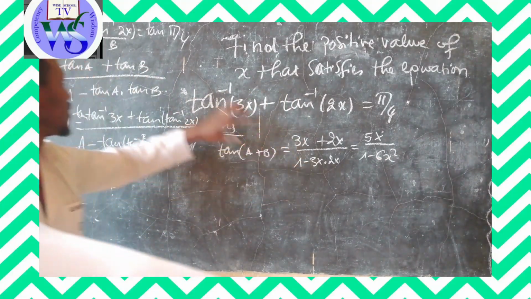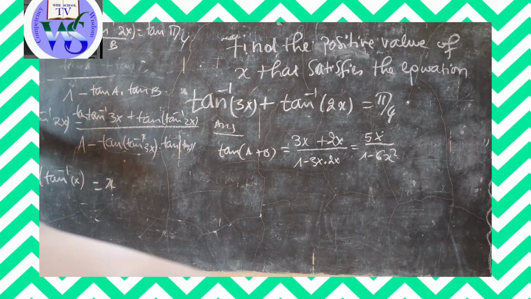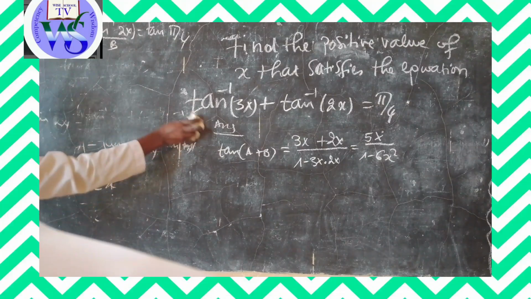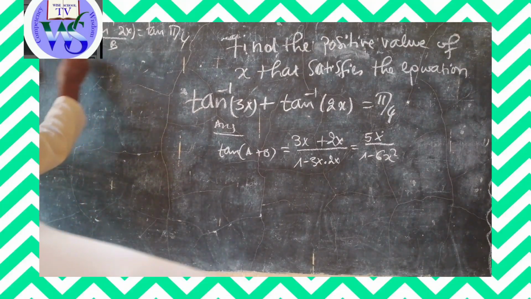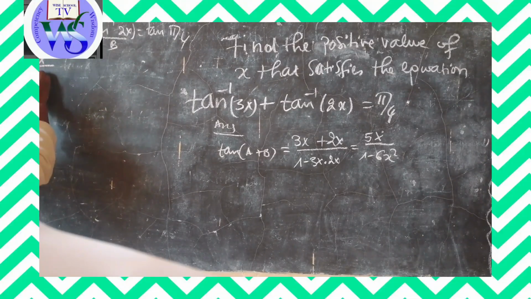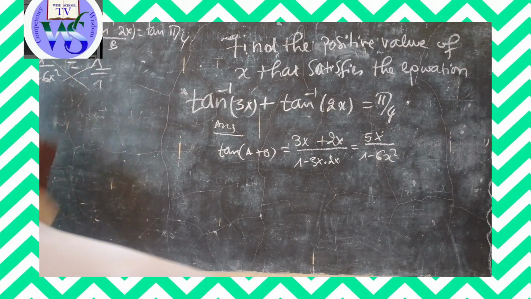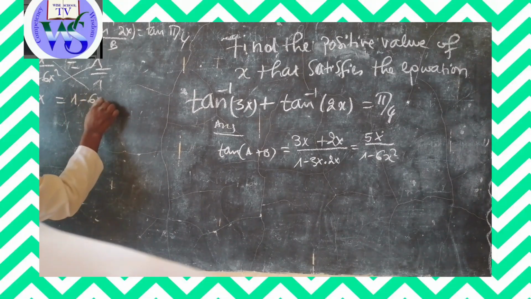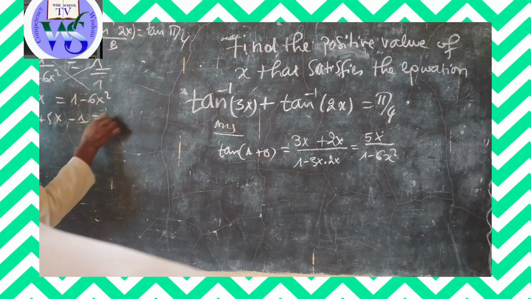Replace this in our equation. So 5x over 1 − 6x² is equal to the tan of π/4, which is 1, that is 1 over 1. By using cross product, 5x is equal to 1 − 6x². When you move this over, 6x² + 5x − 1 = 0.